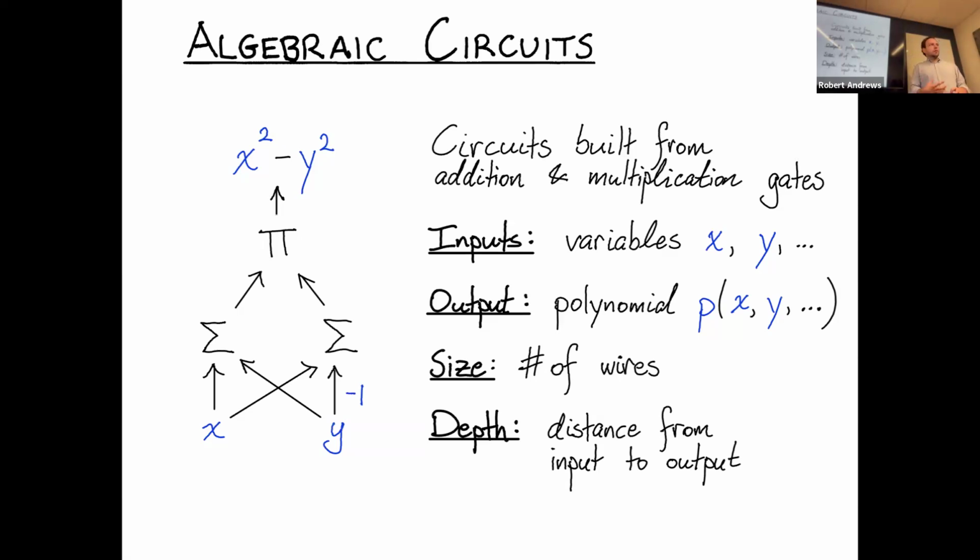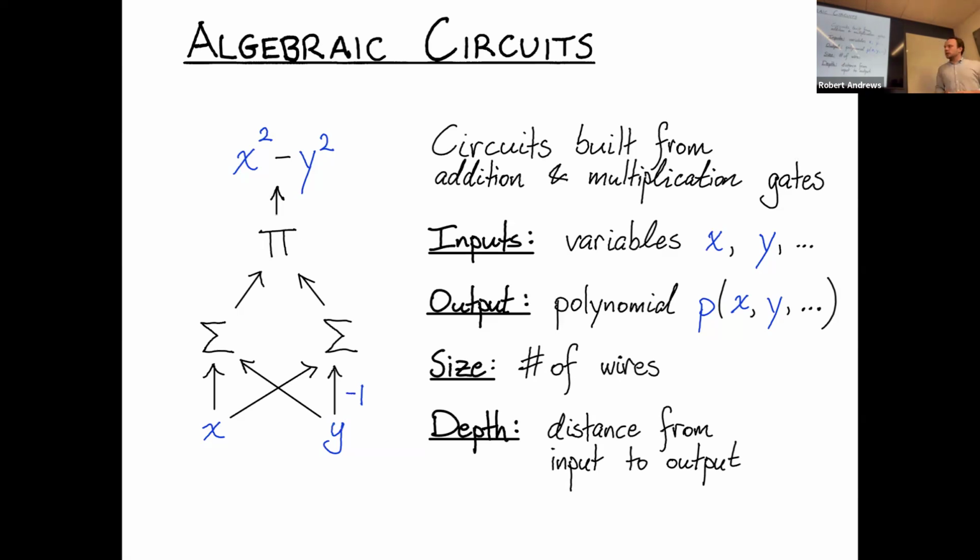In this talk, we're going to look at algebraic circuits. So these are like Boolean circuits, but they're algebraic. They're built out of addition and multiplication gates. They take as input formal variables, and they output a polynomial. So for example, this circuit here takes two variables x and y as input. It does some computation, and then it outputs the polynomial x squared minus y squared.